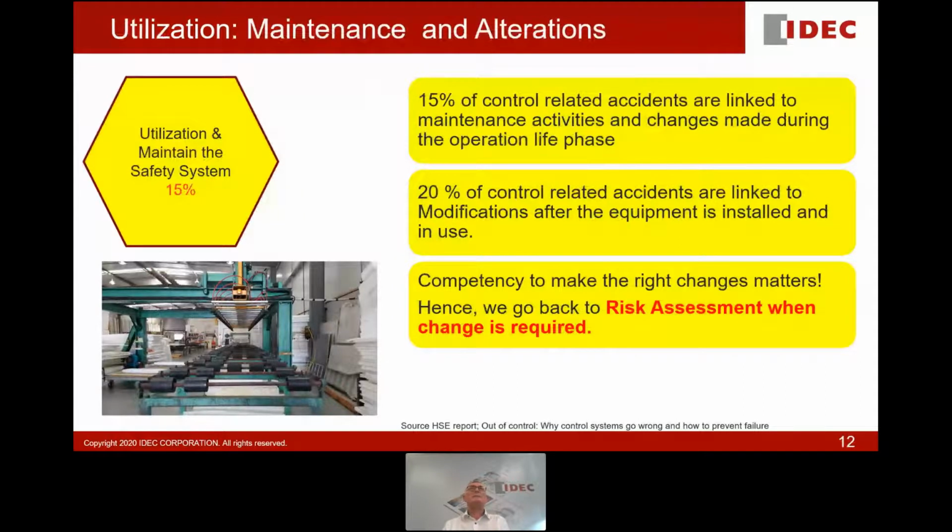And the utilization and maintenance phase, well, 15% of control-related accidents are linked to the maintenance phase and changes that are made during the operation phase. So, for example, an operator winds the speed up, like I mentioned before. The stop time now becomes too long, and the safety control system can't react in sufficient time because the machine is running so fast.